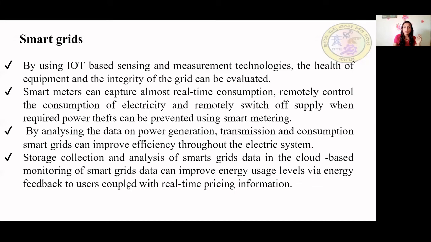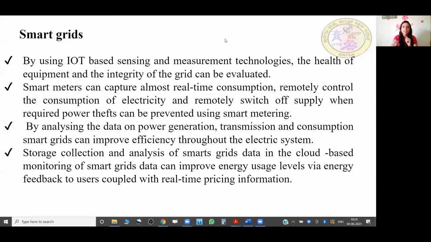Okay, any doubts you have in smart grid? If no, we'll go to the next one. What is the next application? Can anyone tell? Okay, what is the next application?